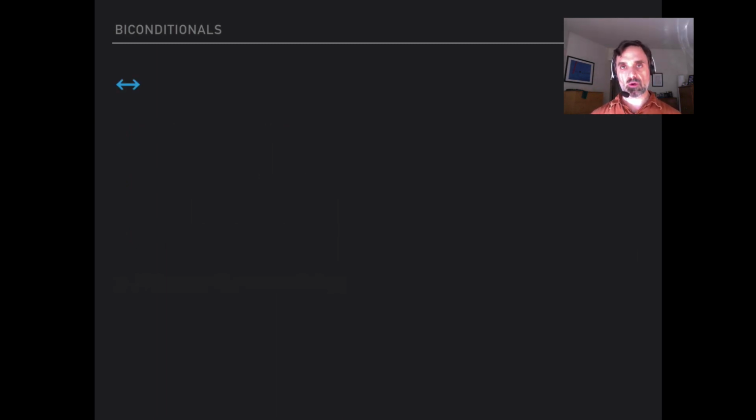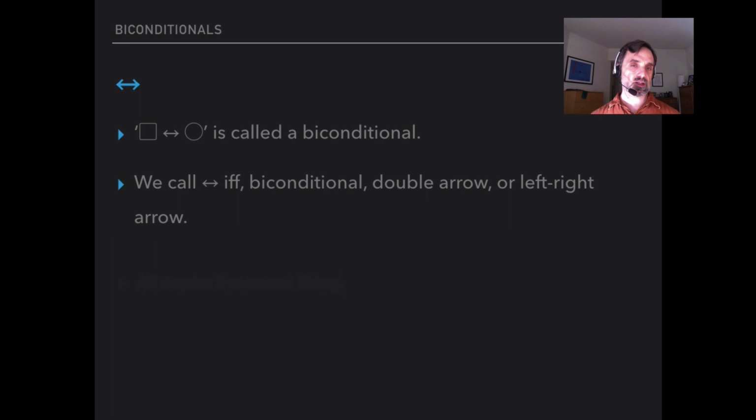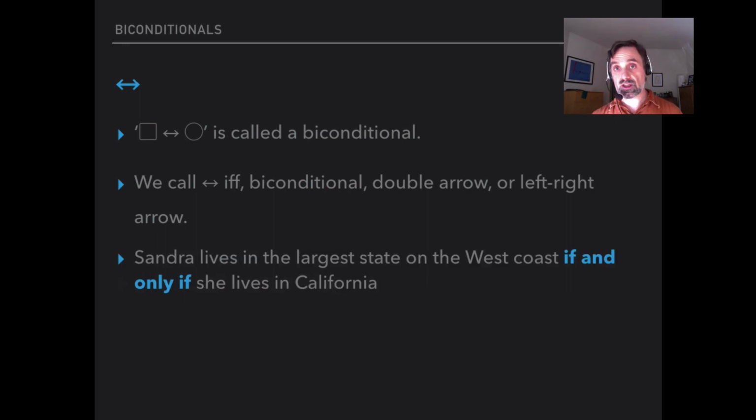So we use this symbol to symbolize this. The sentence is like that. So we write box, then this symbol, and then the circle, and we call it a biconditional. We call the symbol IFF with two F's. We call it the biconditional. We call it the double arrow or the left to right arrow. And it just symbolizes if and only if. So we have Sandra lives in the largest state on the west coast if and only if she lives in California. Okay, well that's W if and only if X. So we put that double arrow in between the two components instead of putting a one-way arrow. And that's basically what there is to symbolizing biconditionals.